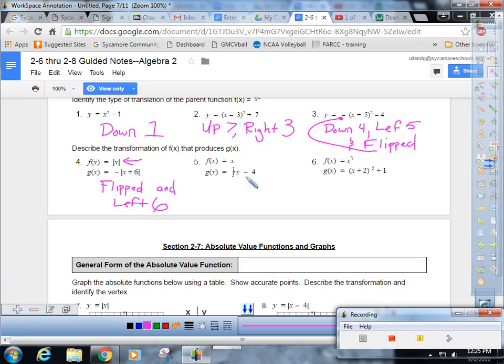Okay? This one is going to be down 4 because there are no parentheses there. So down 4, and then, I don't know, less steep or flatter by 1/3. Don't sweat that too much. Again, here's our parent function. So this is going to make it go up 1, and this is going to make it go left 2.